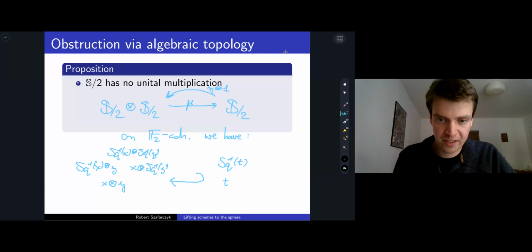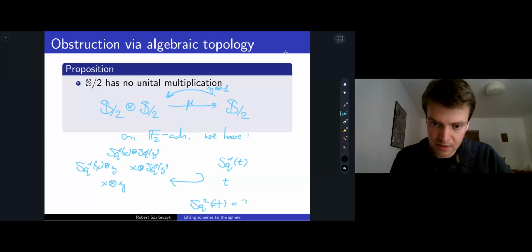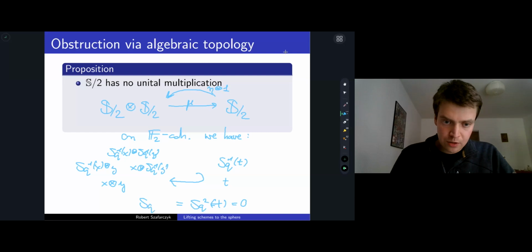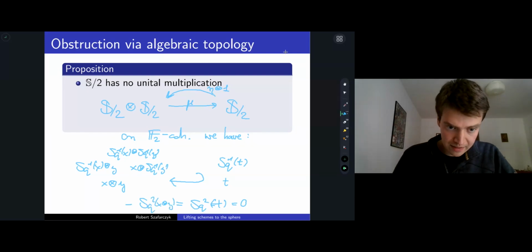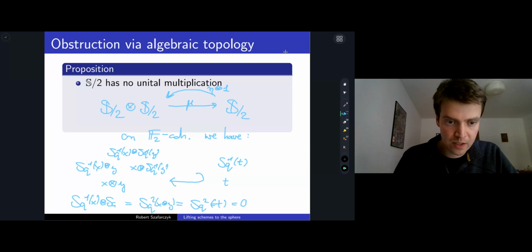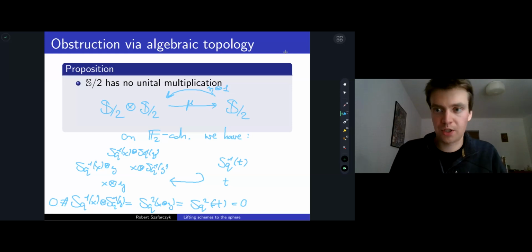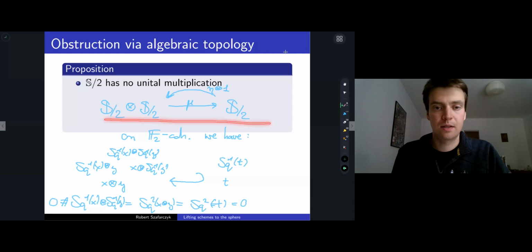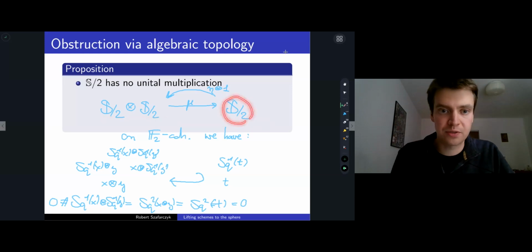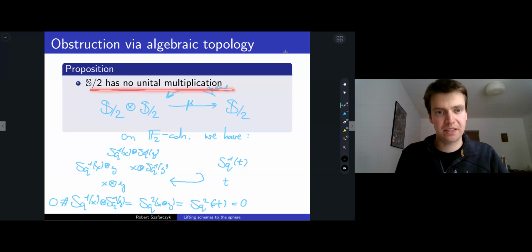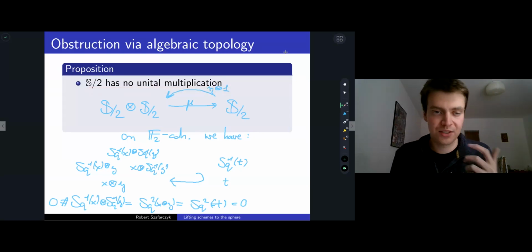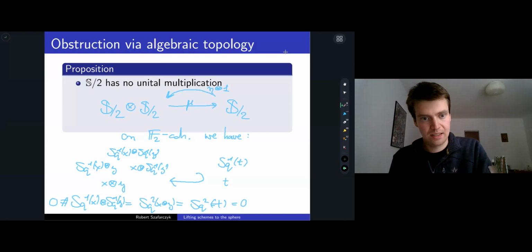Now this splitting would imply that the right thing embeds into the left thing. But by degree reasons, SQ2 of t is 0. On the other hand, SQ2 of x times y, by the formula for the tensor product, would be SQ1 x times SQ1 y, which is not 0. So this shows that S mod 2 is not a retract of S mod 2 tensor S mod 2, and this always happens when you have a unital multiplication, so S mod 2 has no unital multiplication. This is using Steenrod squares.